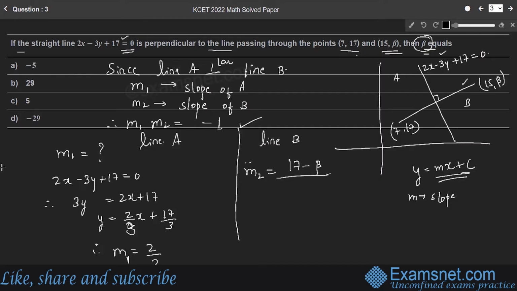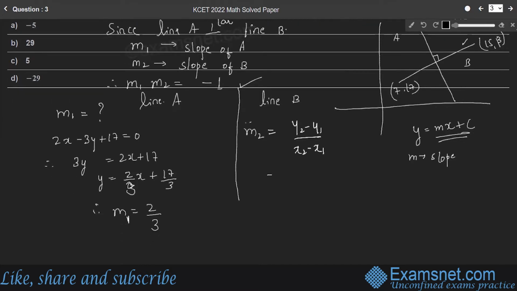divided by x2 minus x1. So difference between x coordinates, right? Therefore, it is 7 minus 15 or 15 minus 7, right? So it is better to take 15 minus 7. M2, the formula says y2 minus y1 divided by x2 minus x1, right? So beta minus 17 divided by 15 minus 7, right?